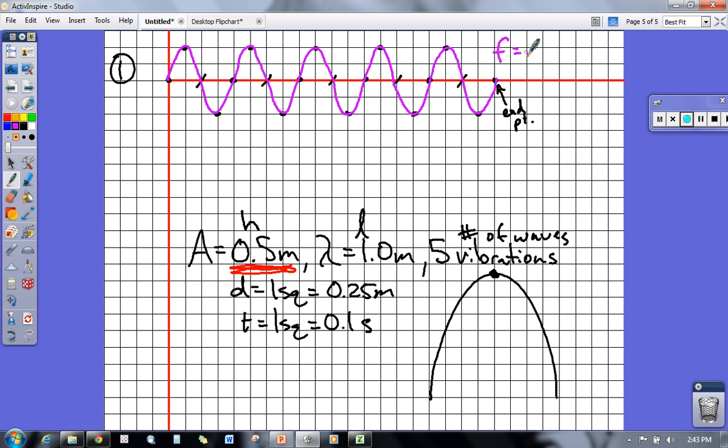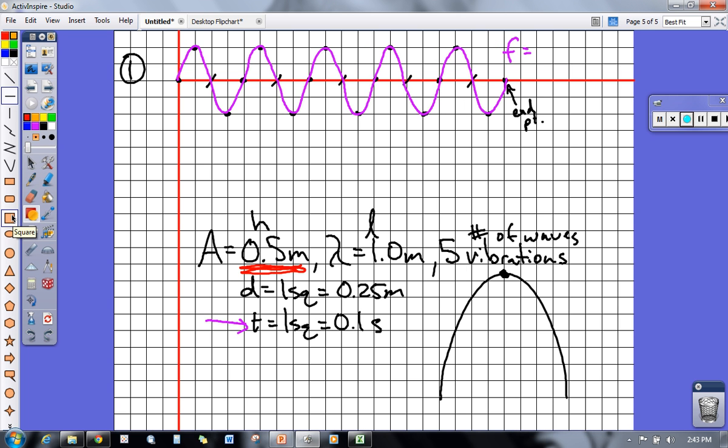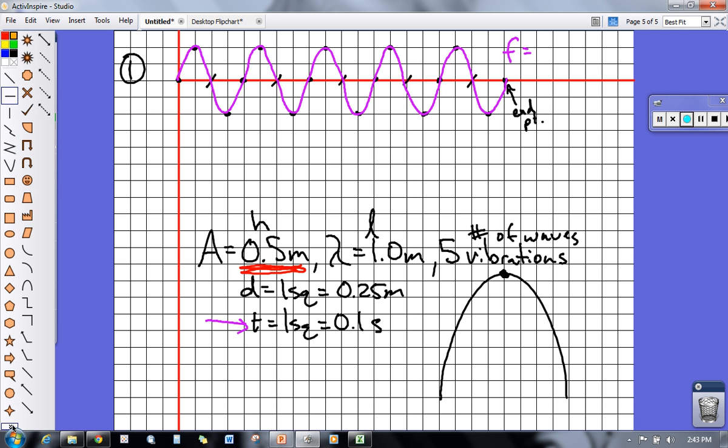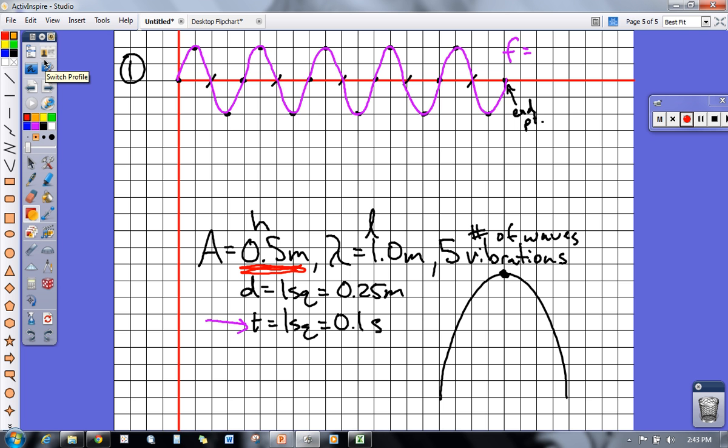Well, we have not set up our 1 second period yet, because we haven't needed it yet. So let's go ahead and do that now. So this goes back to our time scale. 1 square equals 0.1 second. So how many squares equals 1 second? 10 squares. So I'm going to make a dashed line all the way down at 1 second, so I don't have to do this every time. So 1, 2, 3, 4, 5, 6, 7, 8, 9, 10.